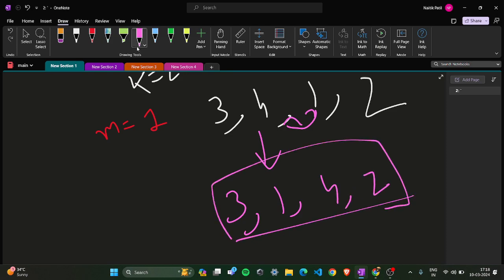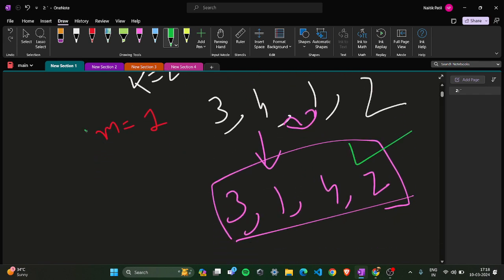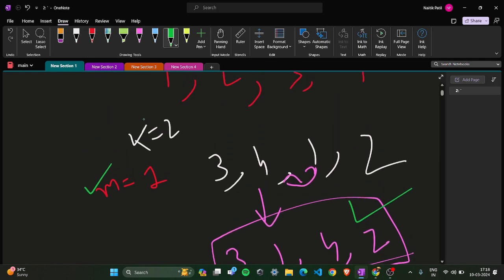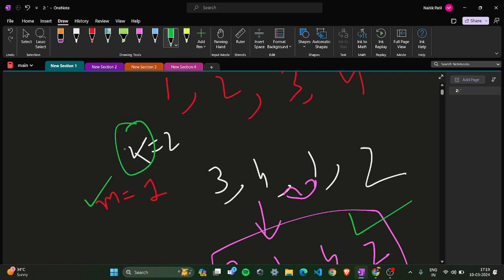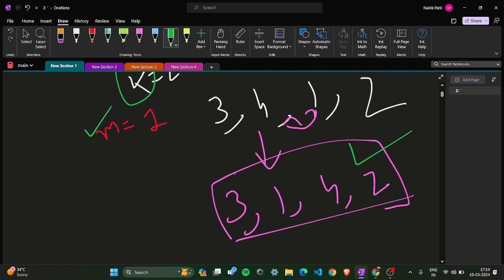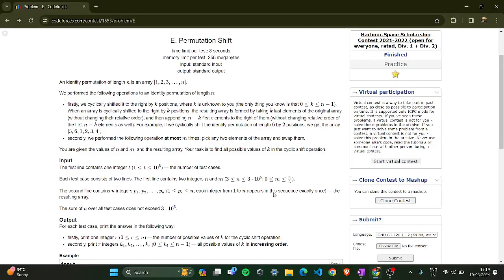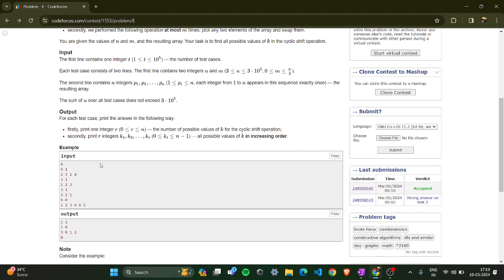So basically, we are given the resulting array, and also we are given that we can perform at most m swapping operations, and we need to find all the values of k for which we can reach the resulting array from the identity permutation. Okay, yes, that's the problem. So let's look at the sample.